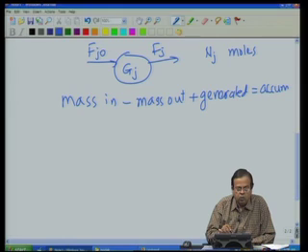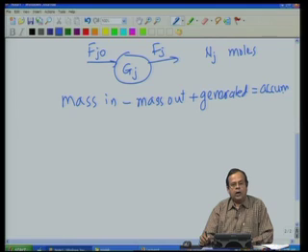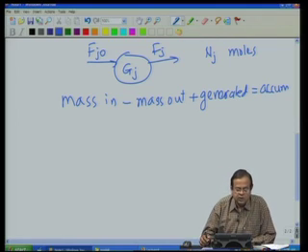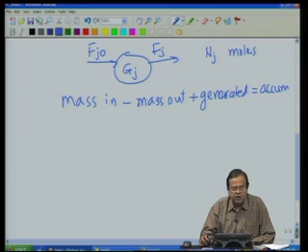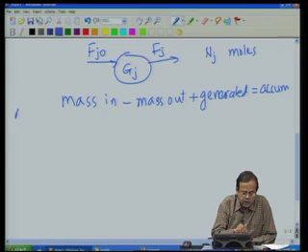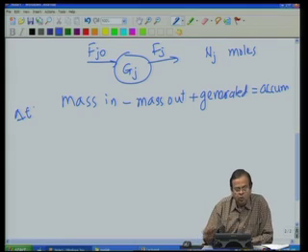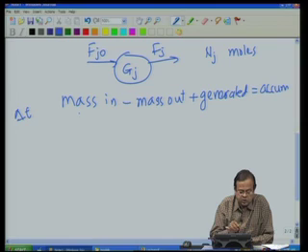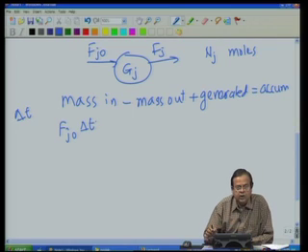In, out, minus out plus generated equal to whatever is accumulated. Okay. Let us say that we do this mass balance over a small time step delta t. So, in time delta t, how much is the mass that has come inside the system? If Fj0 is the molar flow rate, moles per minute, then Fj0 into delta t must be the mass of J that is coming in the reactor.